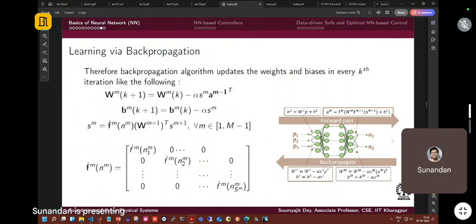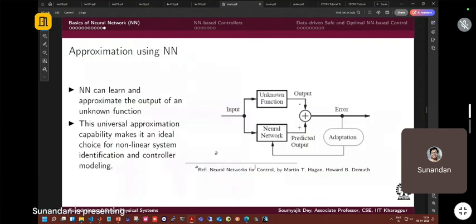As we change the weight and bias, we see how sensitive the loss function is to changes in the weights and biases of this particular layer. Accordingly, it is updated, and this is how the update completes throughout the mth layer to the first layer. So this is a brief introduction about NN.